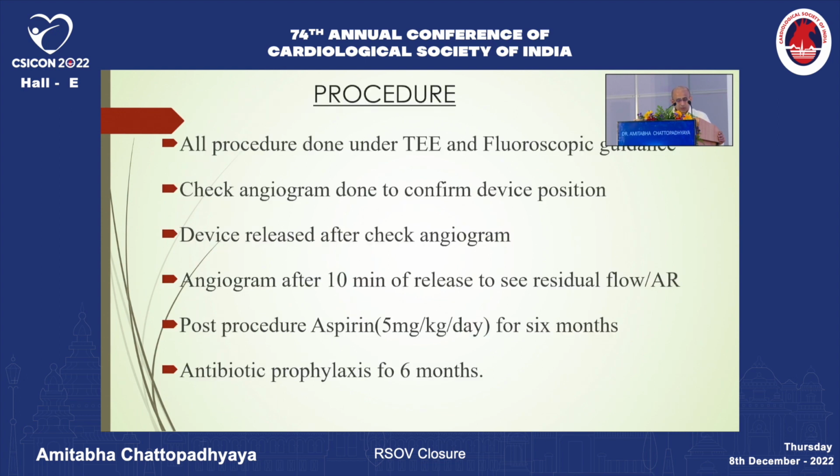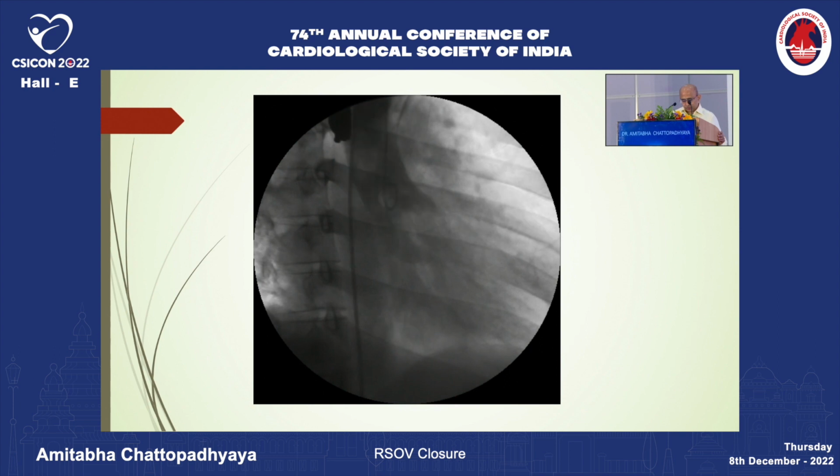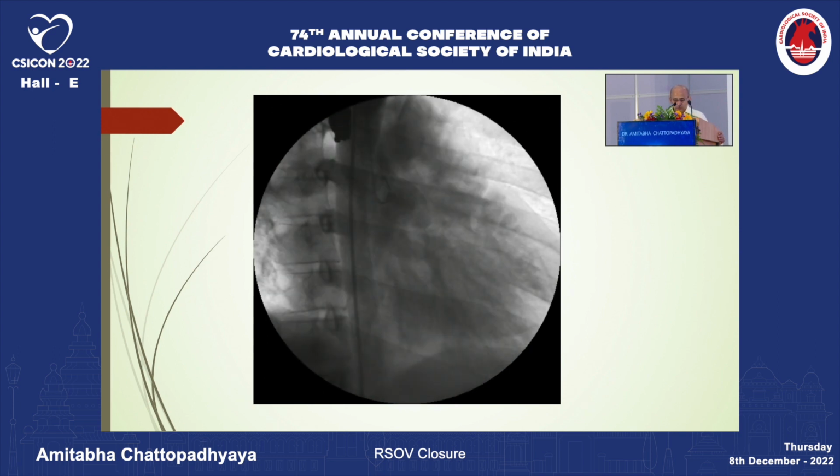The procedure is done under TEE and fluoroscopic guidance. A check angiogram is done to confirm the device position, and the device is released. An angiogram after 10 minutes of release is done to see residual flow or AR. Post procedure we give aspirin for 6 months and antibiotic prophylaxis for 6 months. So this is one of the angiograms where the RSOV is opening into the right ventricular outflow tract.